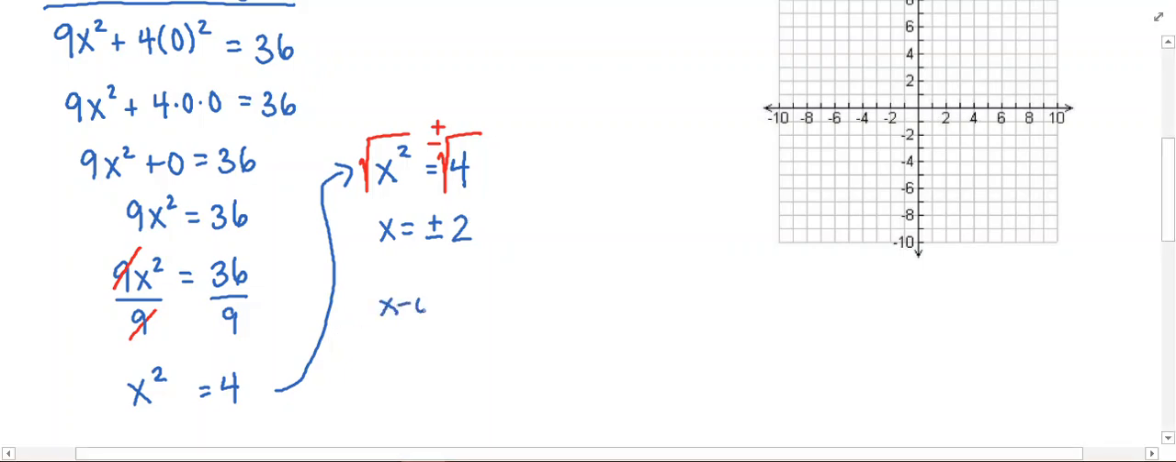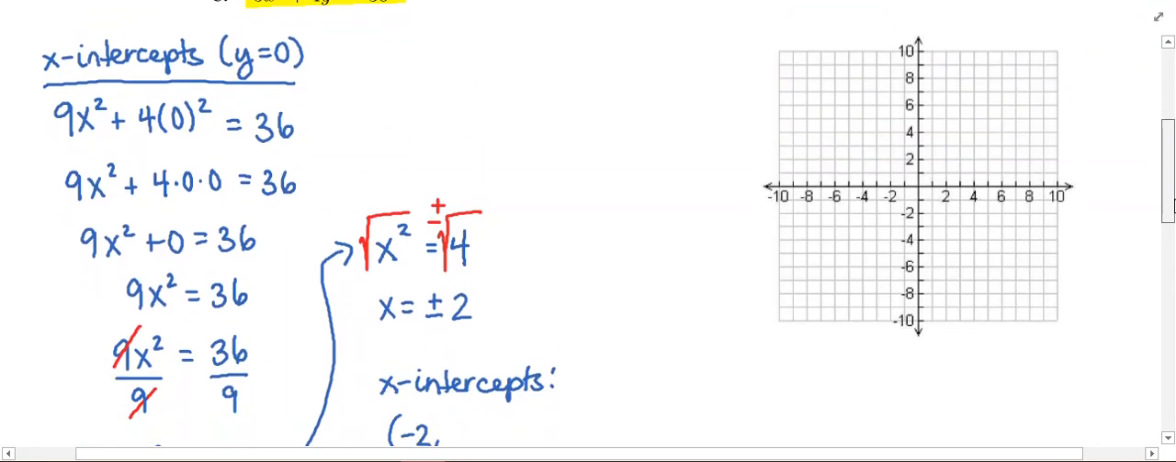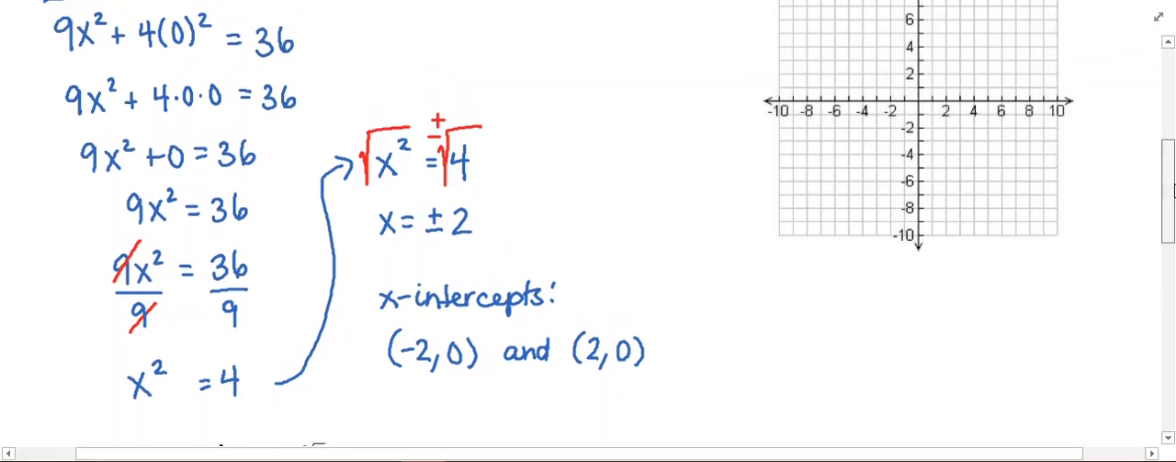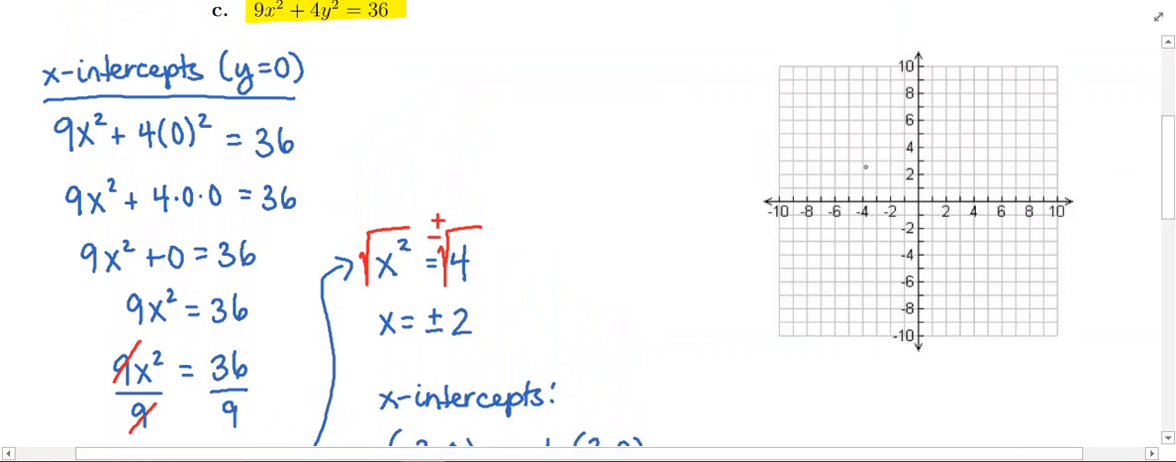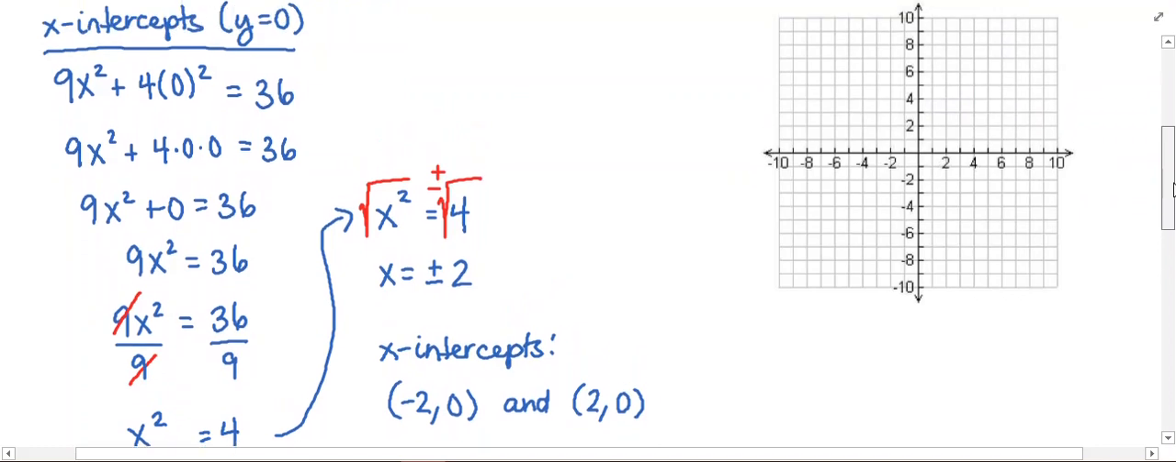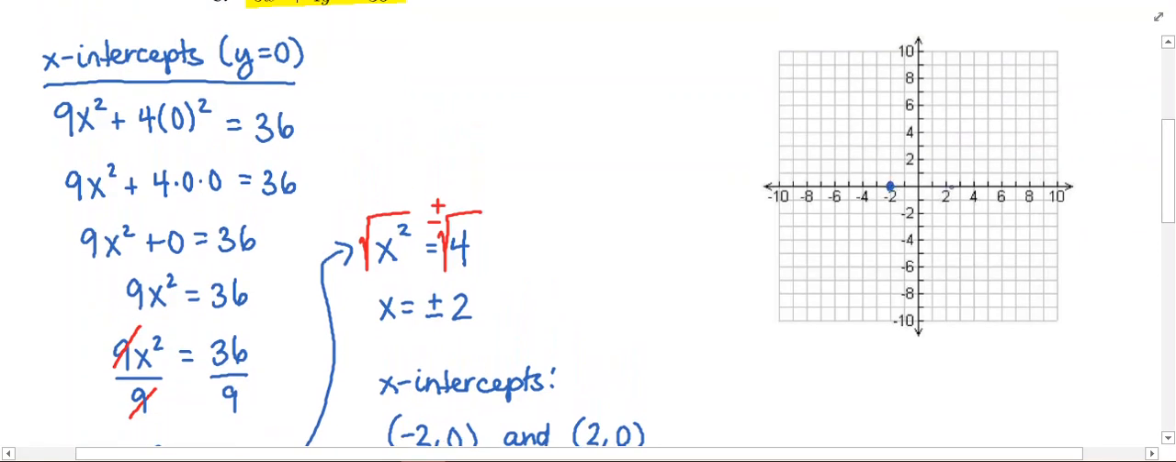So our x-intercepts here will be, and I'll write them in order as ordered pairs. Your x value, the first one we'll write, negative 2 is going to be an x-intercept. The x-coordinate is negative 2, and then the y value will be 0. And the other one will be, the x value will be positive 2 with a y value also of 0. Now that we know the x-intercepts, we can plot them. They are going to be points on the graph of 9x squared plus 4y squared equals 36. So the graph is going to cross, or touch, the x-axis at negative 2 and positive 2. You can see the x-intercepts on the picture.